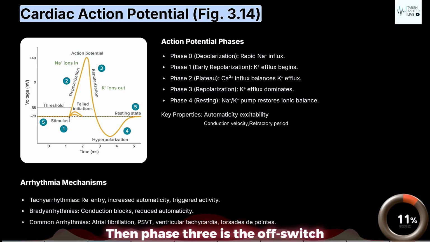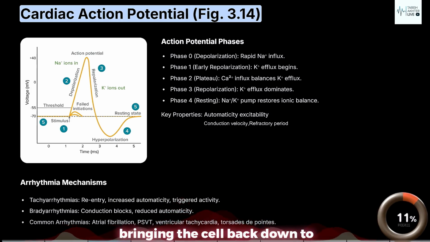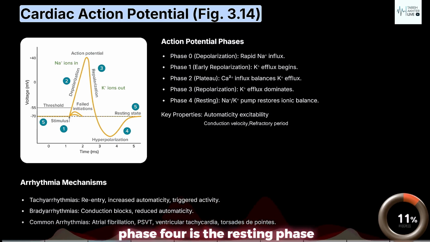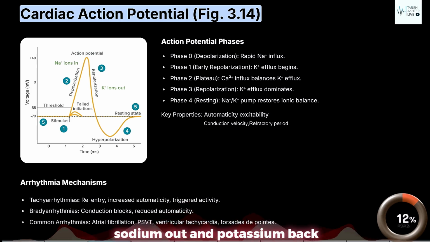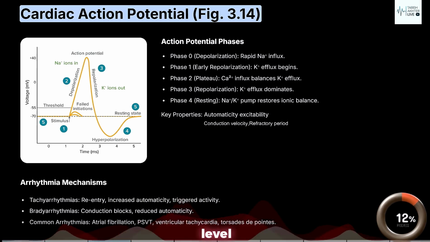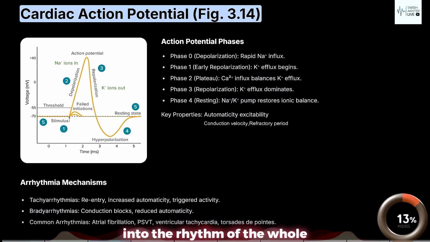Then phase 3 is the off switch, repolarization, where potassium really rushes out, bringing the cell back down to its resting electrical state. And finally, phase 4 is the resting phase, where the cell actively pumps sodium out and potassium back in, basically getting ready for the next cycle. So that's the action at the cellular level. Pretty complex dance.